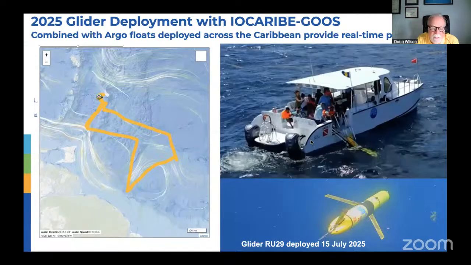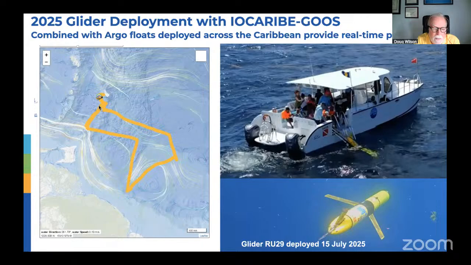So here's what we did. There's a picture of us deploying the glider in July off of a dive boat out of Barbados. There's a picture of the glider heading off on its 90-day plus mission. And there on the left is a picture of that mission to date.